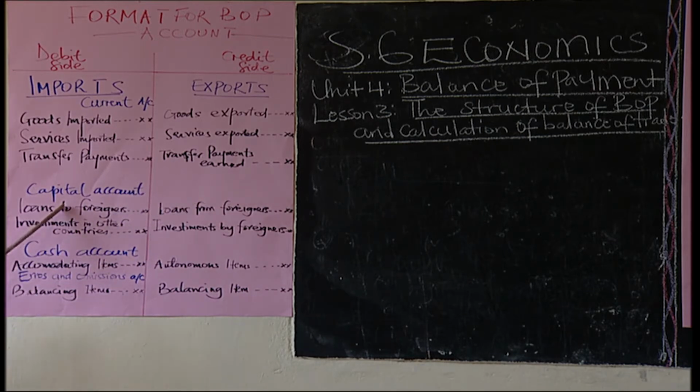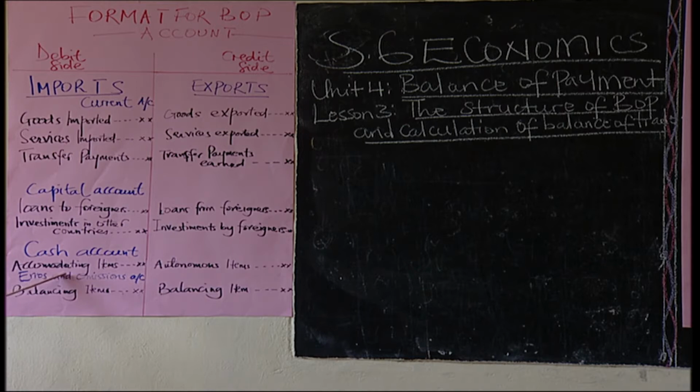Now, on the capital account, we record the capital movements. Those are capital inflows and capital outflows. Capital inflows are in the form of loans received from other countries, and also loans given to other countries. On the capital account, we have loans to foreigners. If a country gives out a loan, this will be recorded on the capital account. And even foreign investments: when we invest in another country, that is an outflow, and it is recorded on the capital account. Then loans from foreigners: if we have received a loan, it is recorded here on the capital account, even investment by foreigners, if we have foreigners investing in the country.